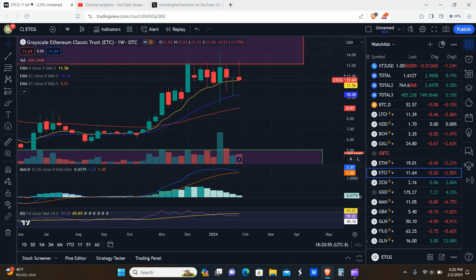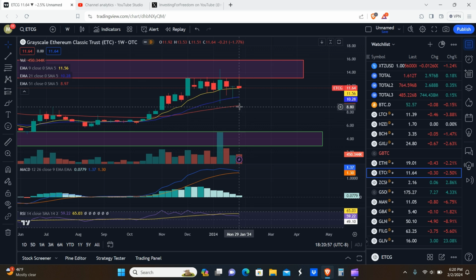So another big rejection off resistance. I would say a potential starting point for a buy would be anywhere between $9 to probably maybe about $10.50 a share or so.